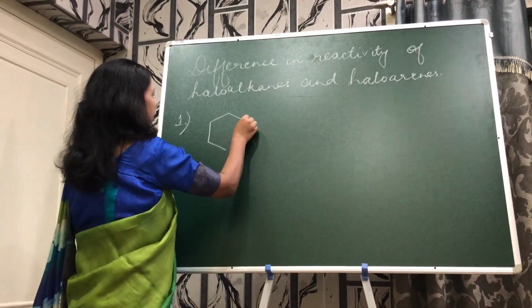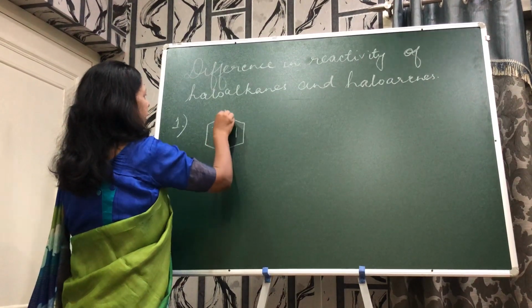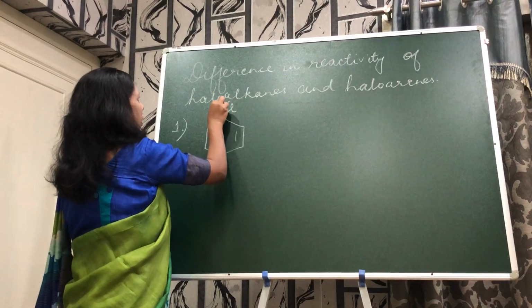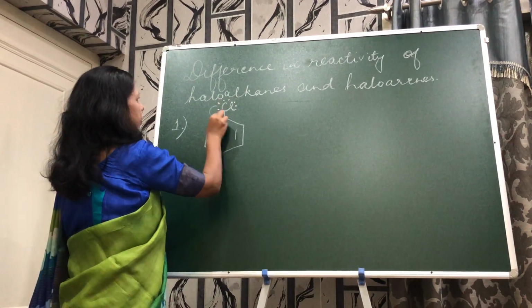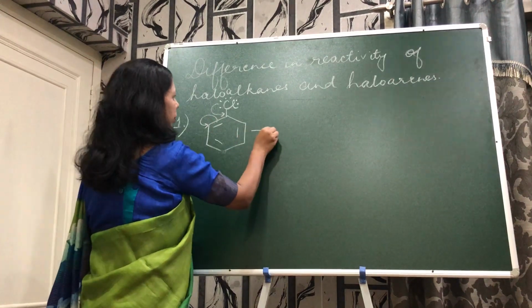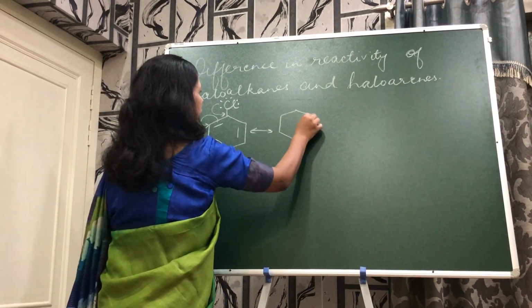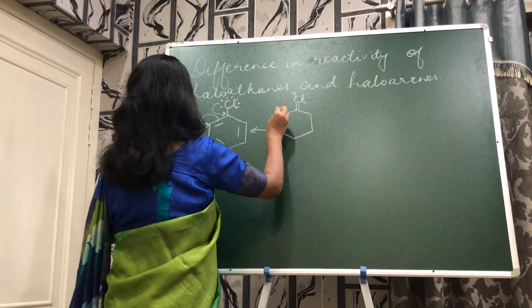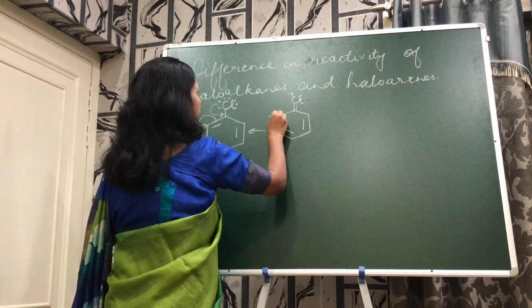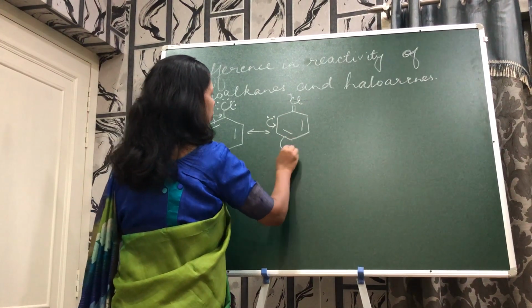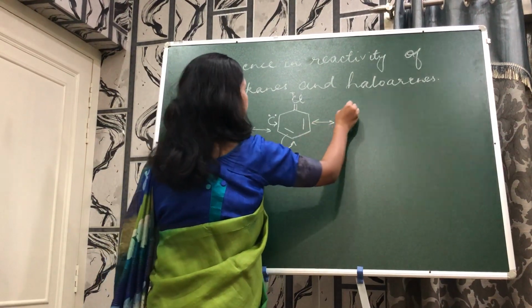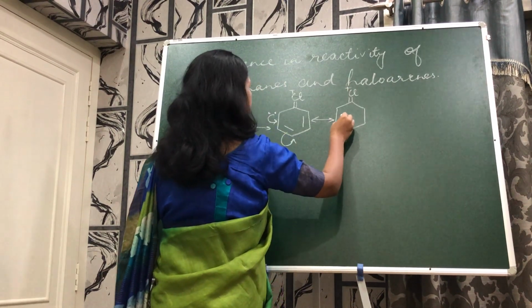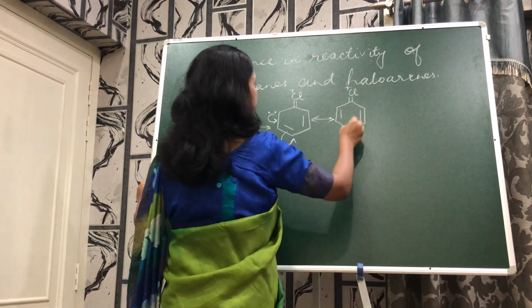Let us take a haloarene. This is undergoing resonance. You can see the minus I effect of the benzene ring pulls the electron towards itself, and we get different resonance hybrid structures.